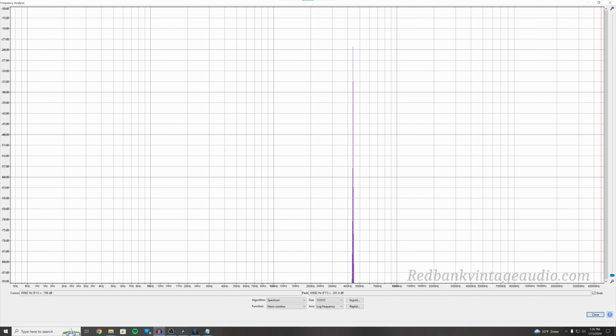The image you're seeing is a spectrum analysis of that 440 Hz sine wave. A spectrum analysis is basically just a graph that shows all the frequencies present in a signal and how loud they are relative to each other. As you can see, there's just one frequency, 440 Hz. The rest of the spectrum is silent.